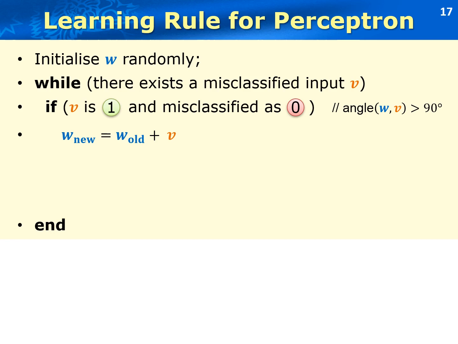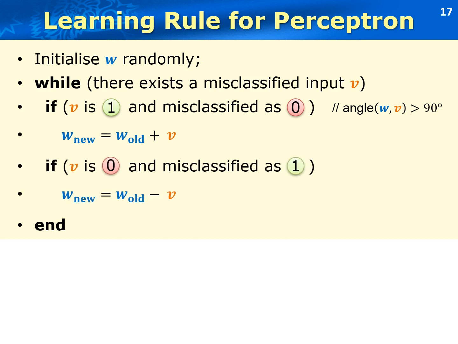Otherwise, if V is negative but misclassified as positive, that is, the angle between vector W and V is less than or equal to 90 degrees, then we use the minus learning rule. We subtract V from old W to get new W. The above loop continues till there are no misclassified points. It is important to note that the above learning process can be simplified further by merging the above two cases together.